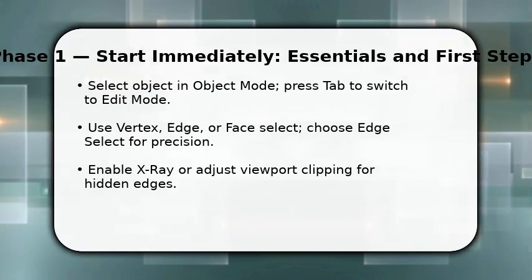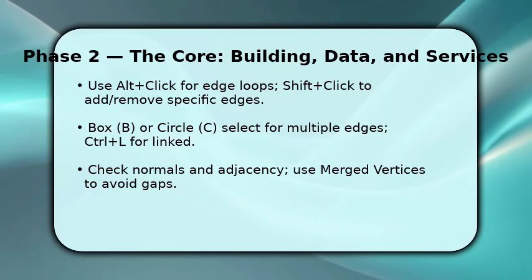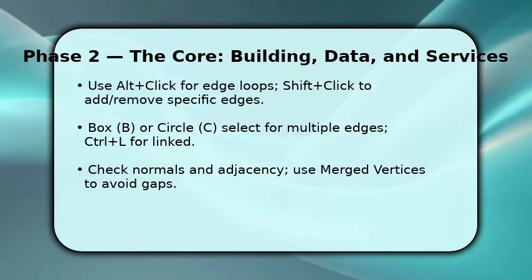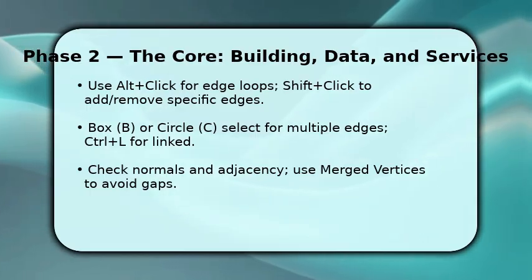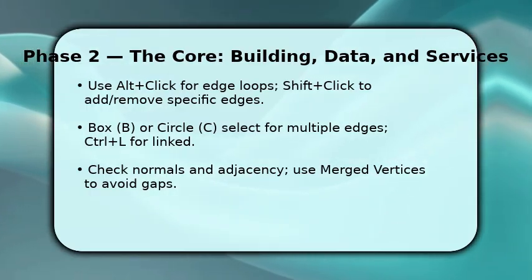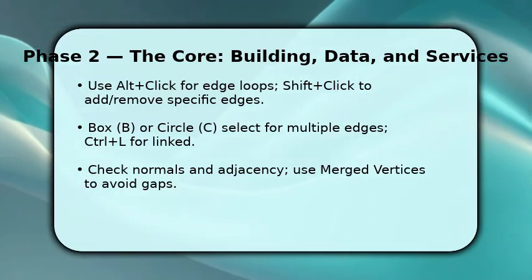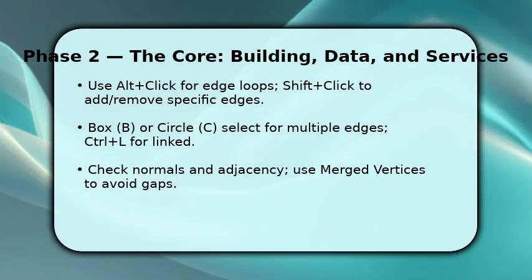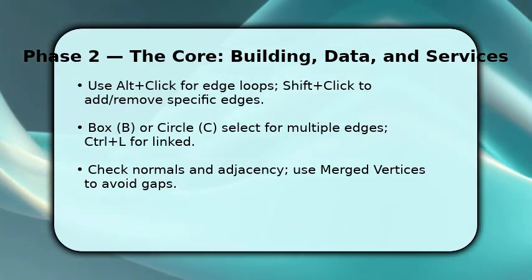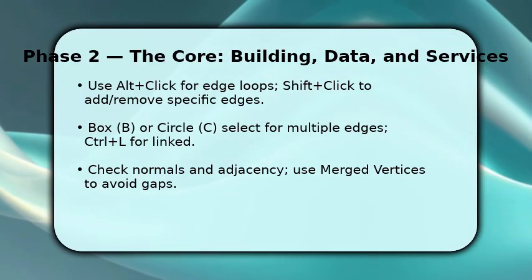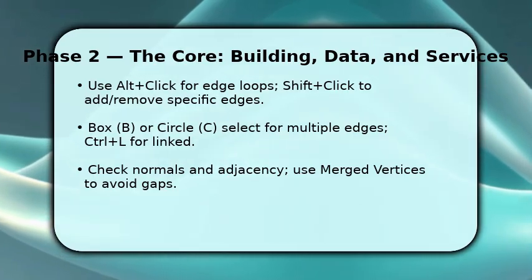Now you focus on selecting the exact edges to delete. Use Alt+click to pick an entire edge loop quickly, and Shift+click to include or exclude specific edges. This speeds the workflow. For bulk selection, drag box B or use circle C, and press Ctrl+L to select linked geometry if needed. Also inspect normals and adjacency, because deleting edges can create holes or non-manifold results. So you might need to merge vertices or clean up isolated vertices.